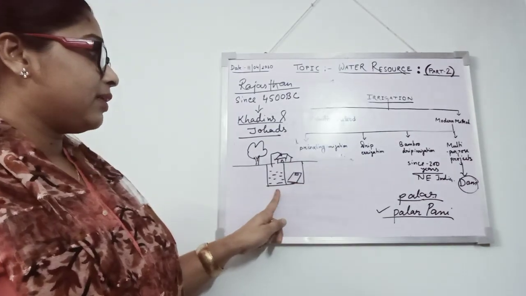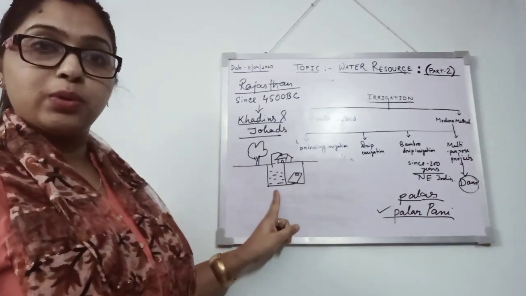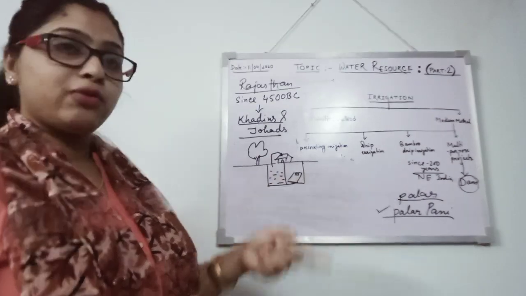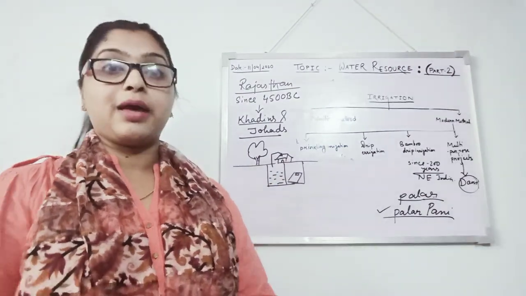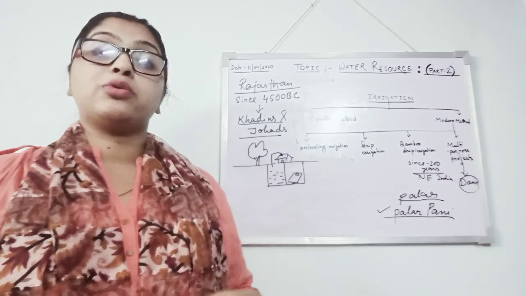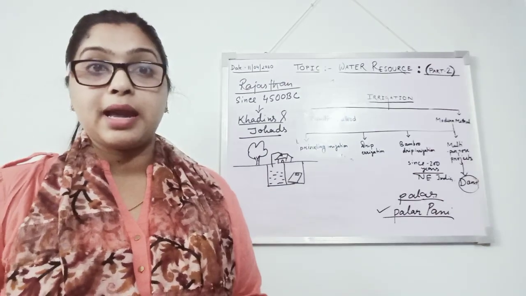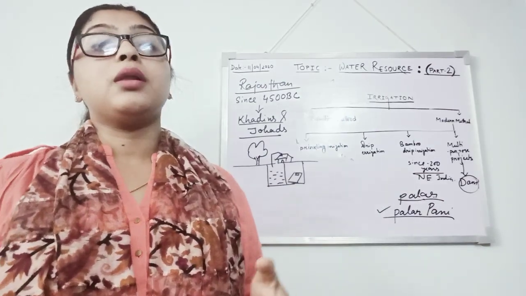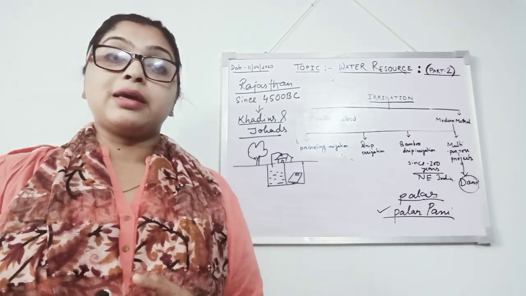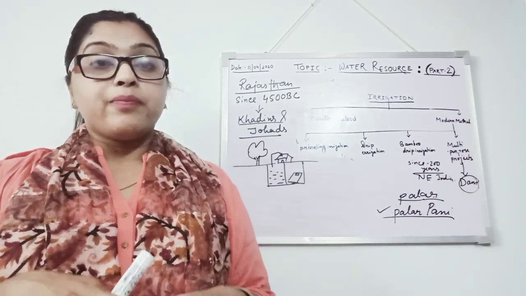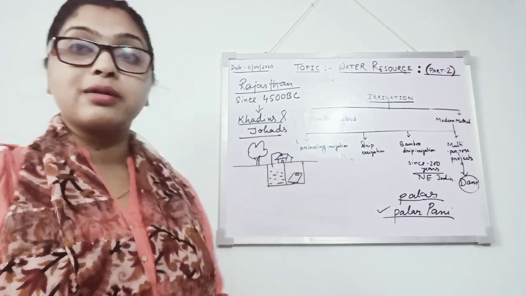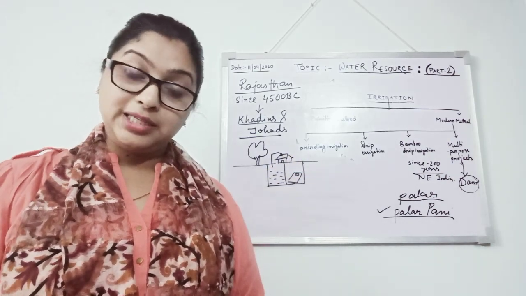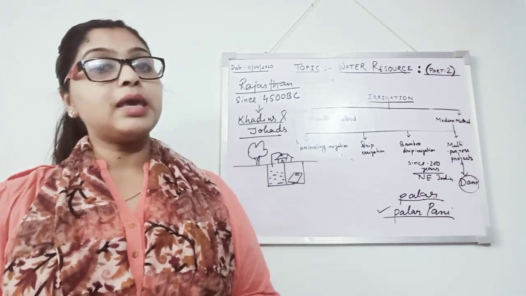Whenever they store the water in that room, the side room automatically becomes cool. As we know, Rajasthan has summer temperatures of more than 50, 55 degrees centigrade. In that condition, people can't stay and live in that temperature. So they used to live in that underground room. Is it clear, students? Yes.